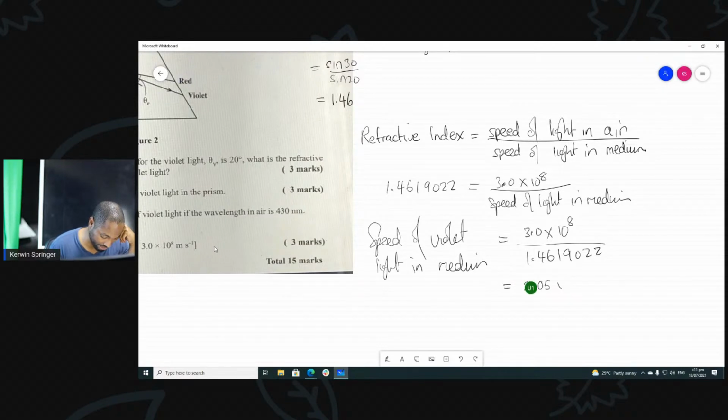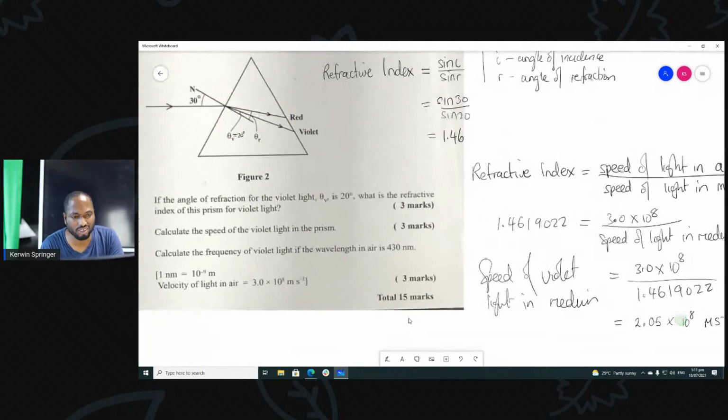This is equal to 2.05 by 10 to the power of what? 8? 1, 2, 3, 4, 5, 6, 7, 8. Yeah, 2.05 by 10 to the power of 8 meters per second. Let me just double check with units. Everything looking good.